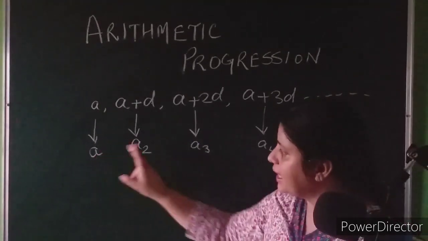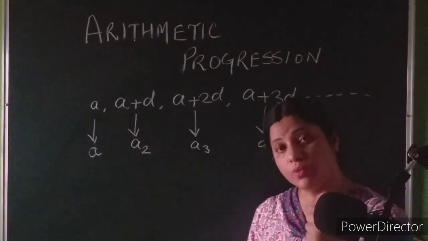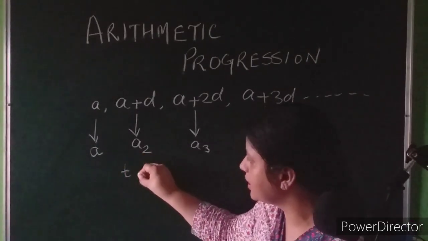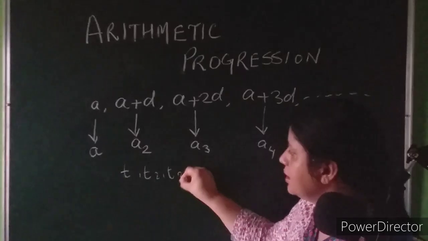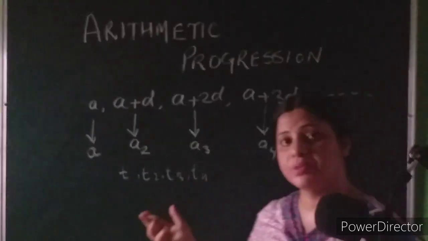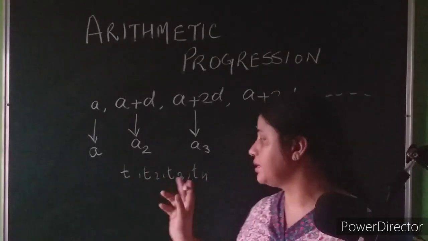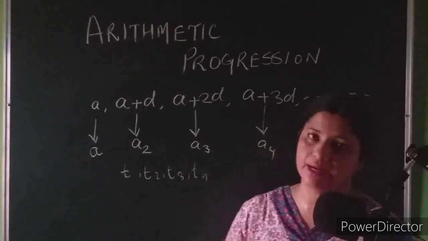And when I write A2, A3, A4, there is one more notation which you can use for these terms. For these terms, I can also write T1, T2, T3, T4 and so on. This is your option. You can use the symbols A1, A2, A3, A4, and you can also use the symbols T1, T2, T3, T4 and so on.